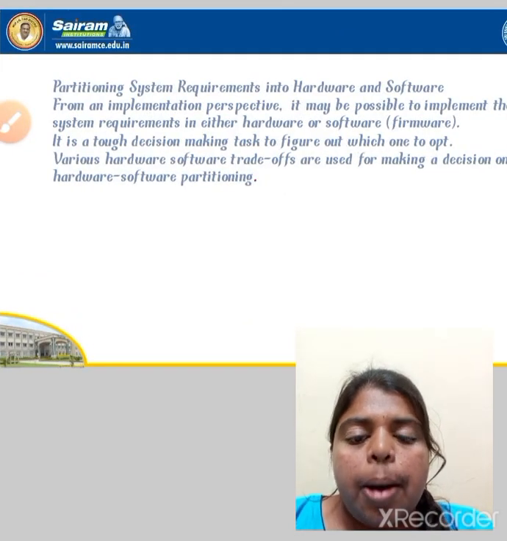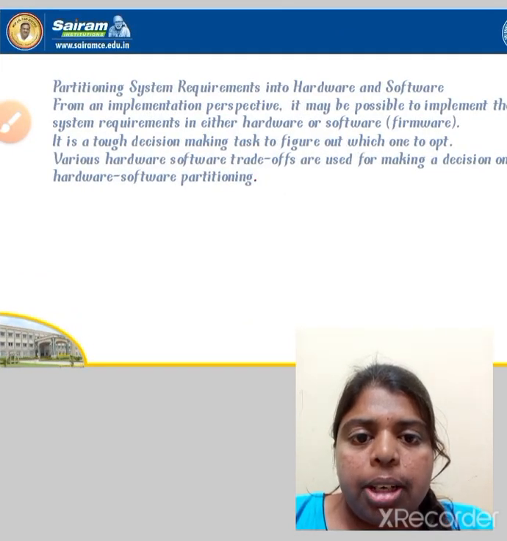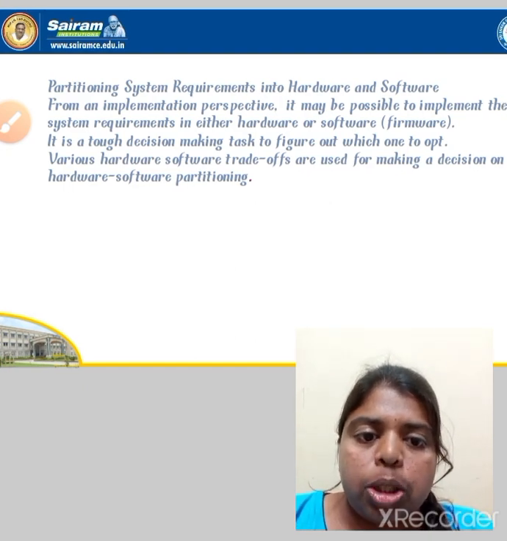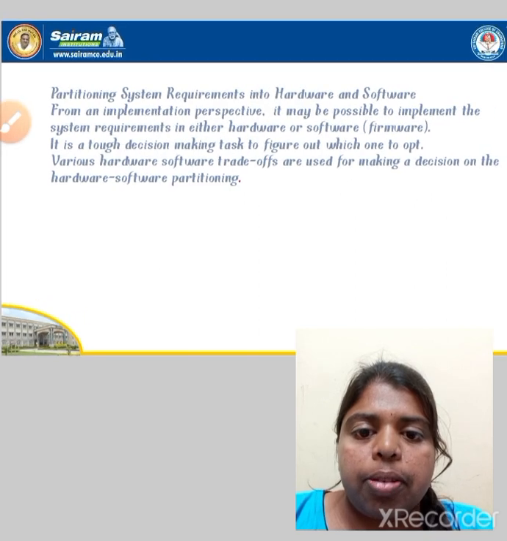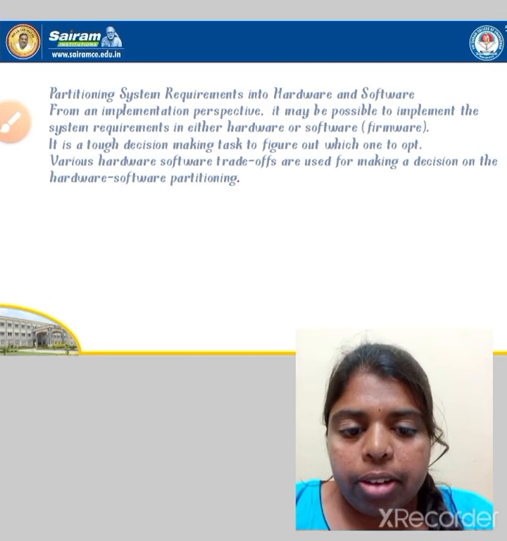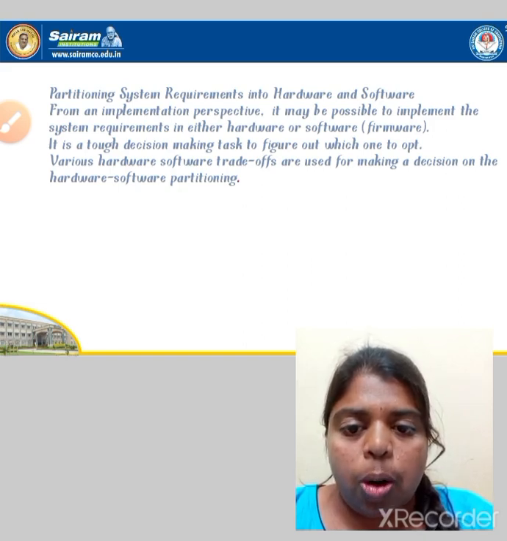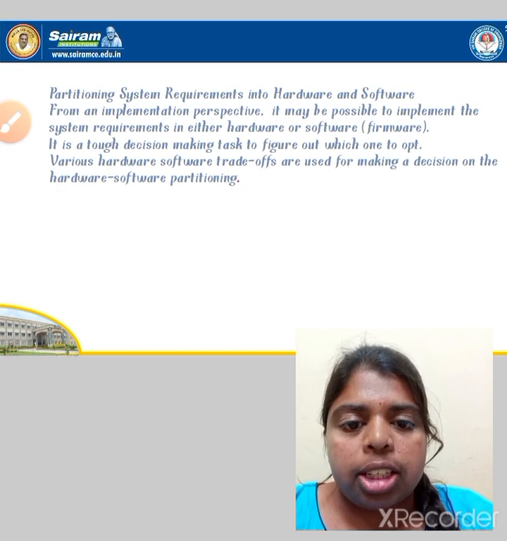Partitioning system requirements into hardware and software. From an implementation perspective, it may be possible to implement the system requirements in either hardware or software. It is a tough decision making task to figure out which one to opt for. Various hardware software trade-offs are used for making the decision on the hardware software partitioning.